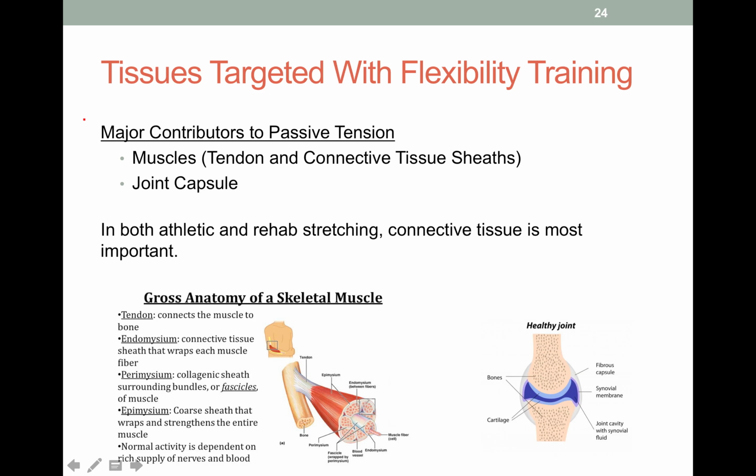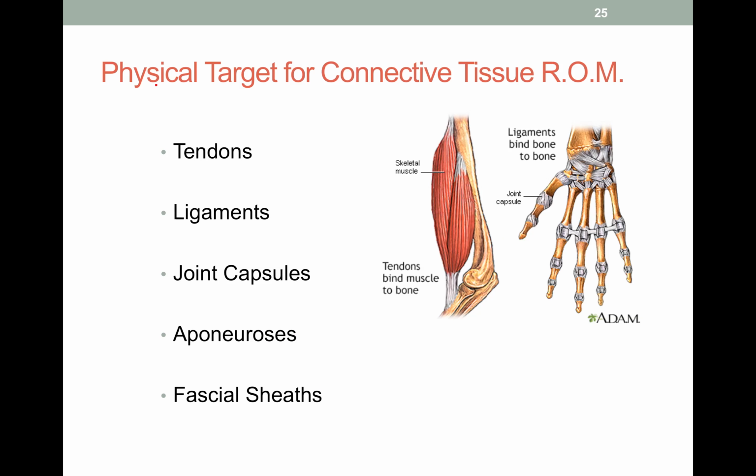Okay, so just a little note here to make sure we're all clear. This is important for athletes and rehabilitation stretching. Connective tissue is the most important thing to focus on in terms of increasing flexibility. Just to make this very clear, here we are again. Target tissues: connective tissue, tendons, ligaments, joint capsules, aponeuroses, fascial sheaths. So all of these different connective tissues are spread throughout every joint.